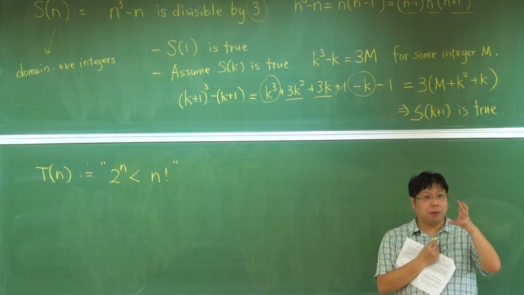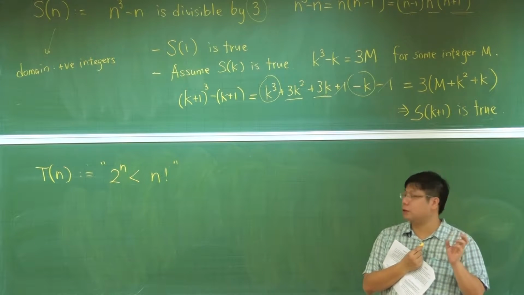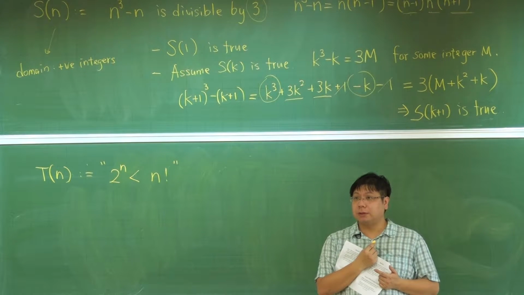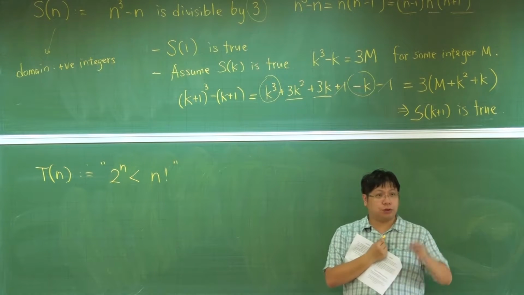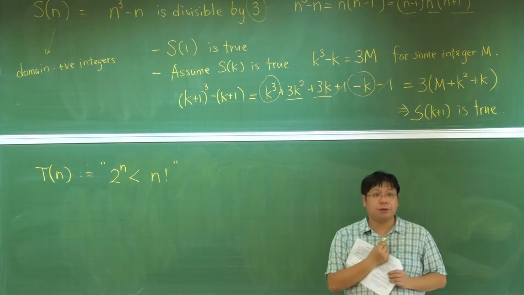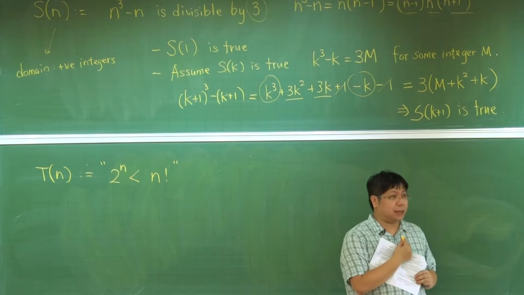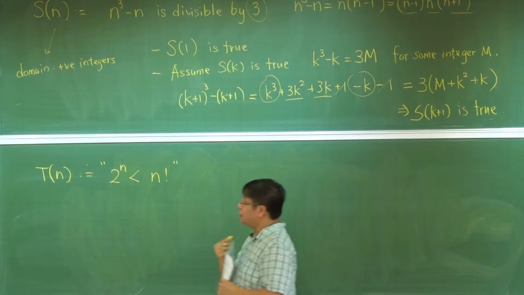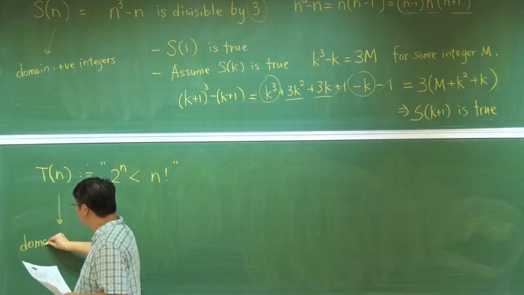You have 2 to the power 1 is less than 2 factorial. Is it true? Or is it 2 to the power 1 is less than 1 factorial? Is it true? No, it's not true. Even when n is equal to 2, 2 to the power 2, is it less than 2 factorial? No. How about 2 to the power 3? Is 2 to the power 3 less than 3 factorial? No.